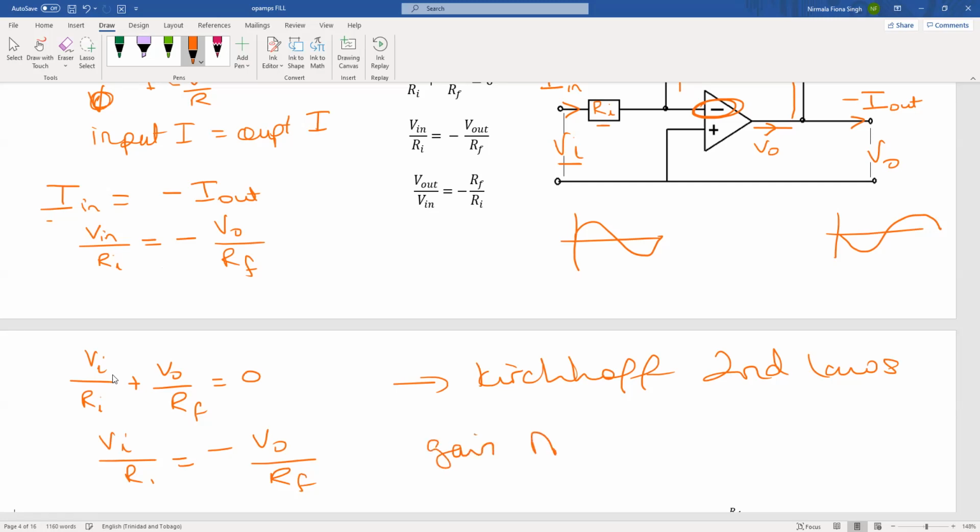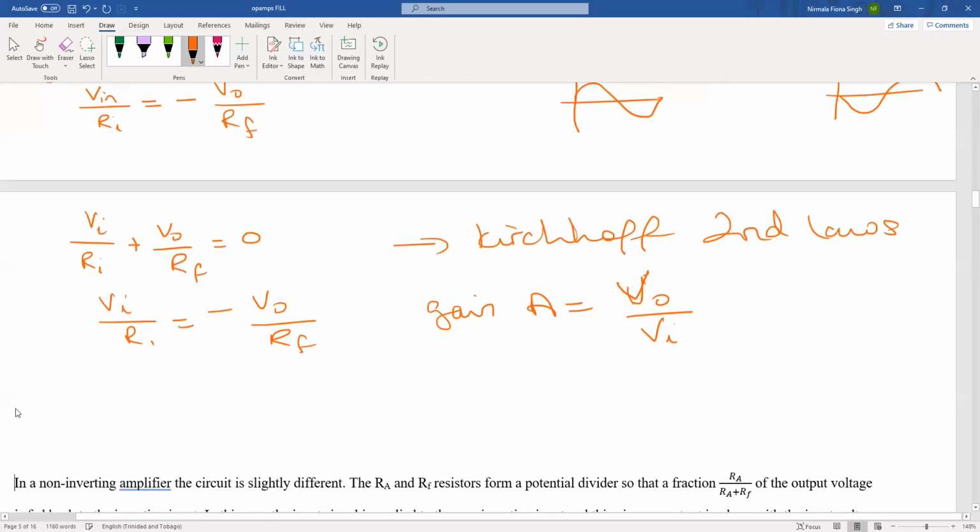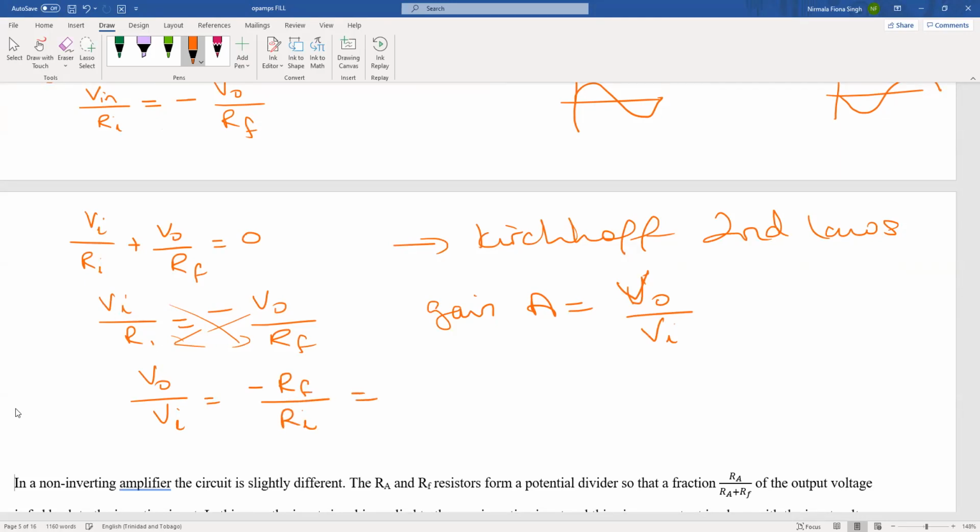All right, and if I want to get my gain, it is equal to my V out over my V in. So let's get an expression that has V out over V in. So all you're going to have to do is to cross multiply and divide, carry one thing over and carry the next one across. And you're going to get VO over VI is equal to minus RF over RI. So this is going to be your open loop gain.